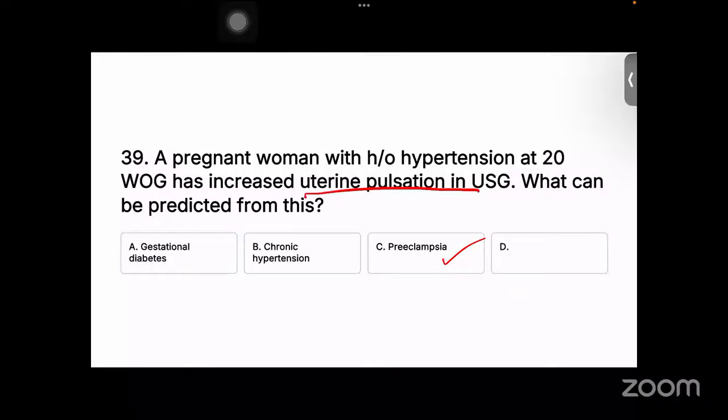Okay. Chronic hypertension, why not? It could be chronic hypertension, sir. Yes, it is a pre-existing condition, not the gestational hypertension condition. So if it is already diagnosed, it is not predicted by the Doppler. Gestational diabetes is also not predicted by the uterine artery Doppler, as I said. For gestational diabetes mellitus, the optimal test for GDM is the OGTT. The 75 g OGTT is the optimal test which we run. So here the options narrow us down to preeclampsia.